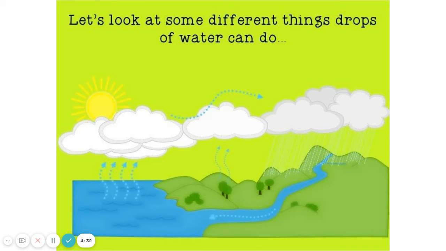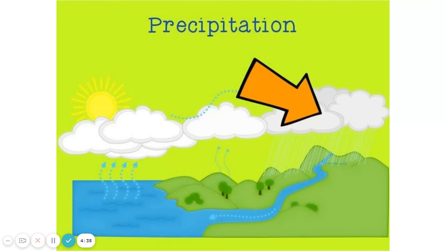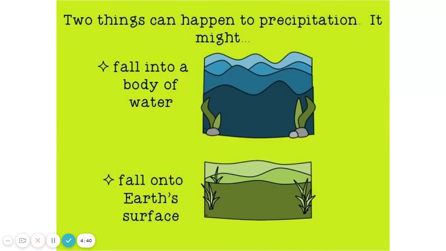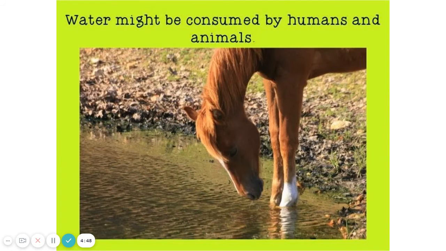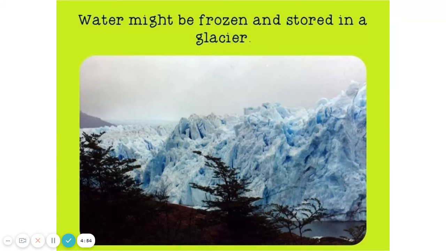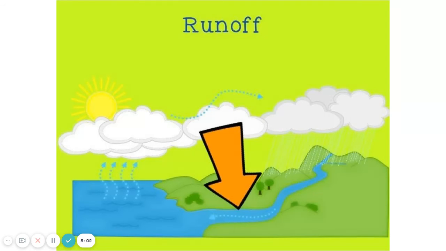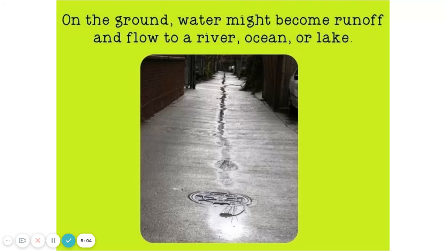Let's look at some different things that drops of water can do. Let's start with precipitation, whether it be rain, snow, sleet, or hail. 2 things can happen. It might fall into a body of water, or it might fall straight onto Earth's surface. Water might be consumed by humans and animals, or that water might be frozen and stored within a glacier. Then comes runoff. On the ground, that water might become runoff and flow into a river, an ocean, or a lake.